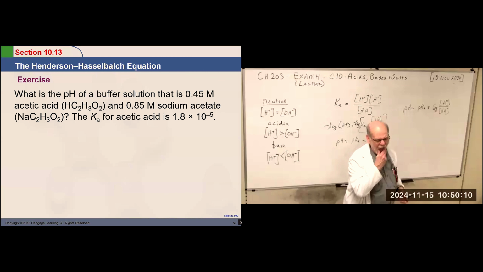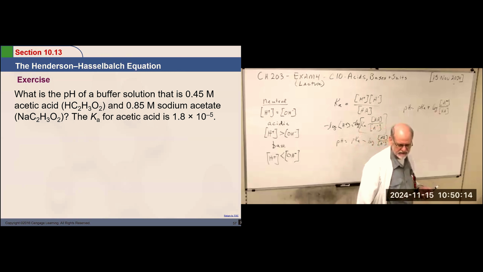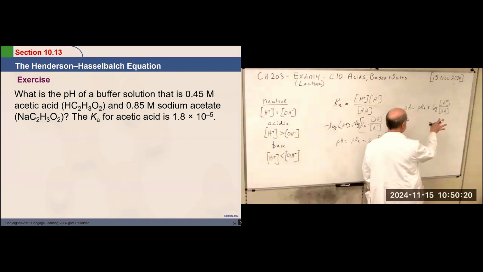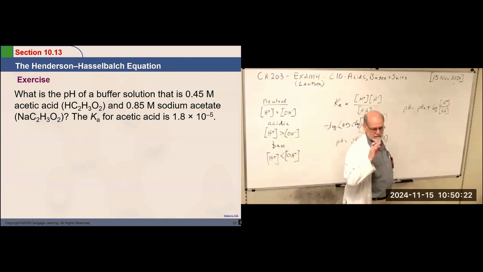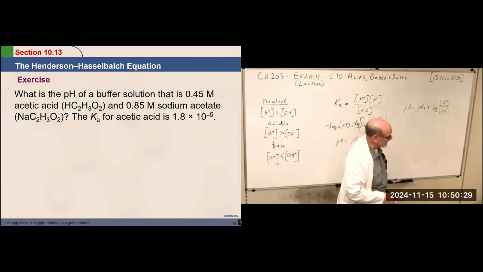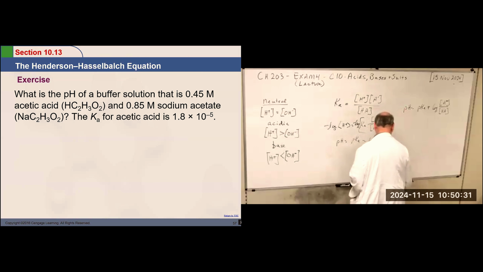All right. So what's the pH of a buffer solution that's 0.45 molar acetic acid and 0.85 molar sodium acetate? In that case, the acetate ion is the conjugate base. So the concentration, since sodium acetate does this number, let's erase this and make room.